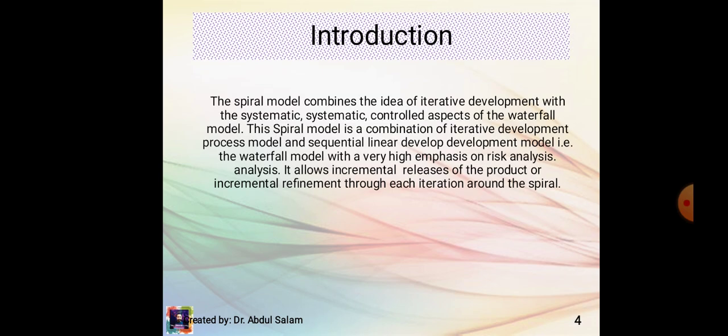First of all, introduction. The spiral model combines the idea of iterative development with the systematic, controlled aspects of the waterfall model. This spiral model is a combination of iterative development process model and sequential linear development model, that is, the waterfall model, with a very high emphasis on risk analysis. It allows incremental releases of the product or incremental refinement through each iteration around the spiral.